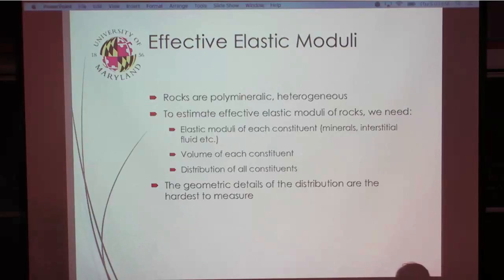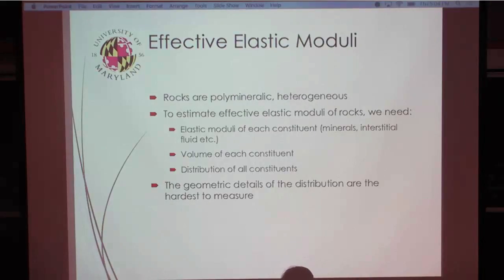Right now, we actually do really well from the theoretical front as well as the experimental front, that we can measure or calculate the elastic moduli or other physical properties of minerals in general well, okay? But rocks are polymineralic. Rocks have various phases, including interstitial fluid. So when you are looking at seismic images or when you are doing geodynamic modelings, you are not zooming in to look at a single mineral phase, you are looking at a composite material.